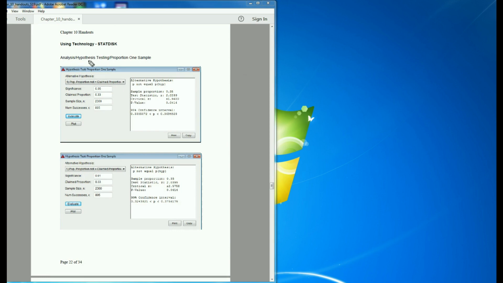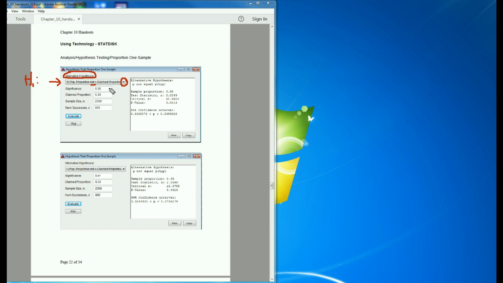So you go to Analysis, Hypothesis Testing, Proportion 1 Sample. The most important part is right here at the start. The drop-down menu is where you enter the correct form of your alternative hypothesis. There's an option for not equals, less than, or greater than. Whatever your H1 is, make sure you pick the correct option here.